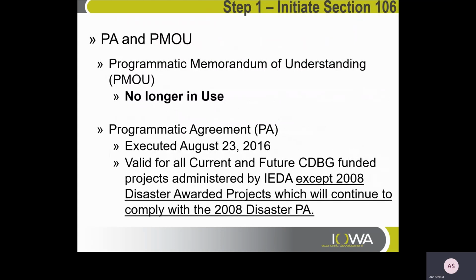In our case, here at IEDA, we historically had processed under a programmatic memorandum of understanding. That document is no longer in use. And since August of 2016, we have worked under an executed programmatic agreement between IEDA, the Advisory Council on Historic Preservation, and the Iowa State Historic Preservation Office. This document is what you should reference for all CDBG funded projects and CDBG disaster recovery, except for those funded under the 2008 disaster recovery program.